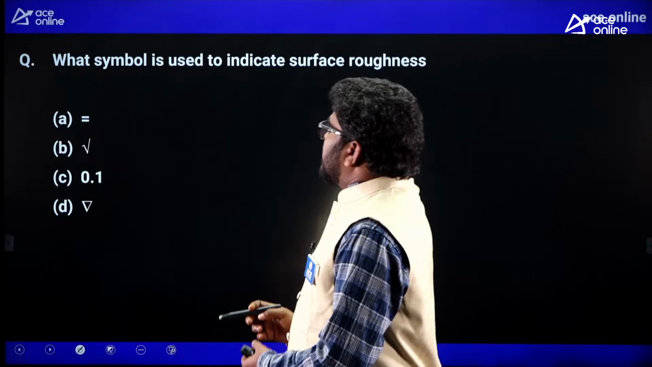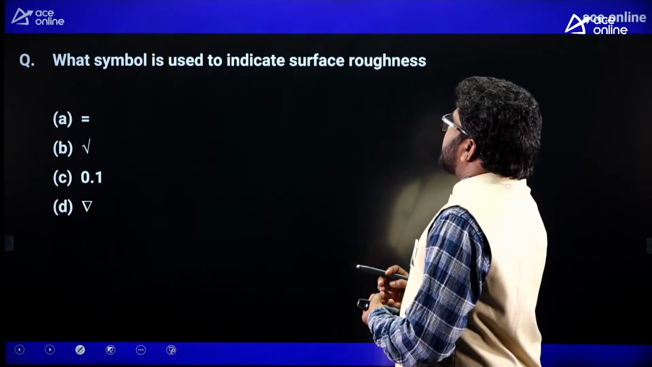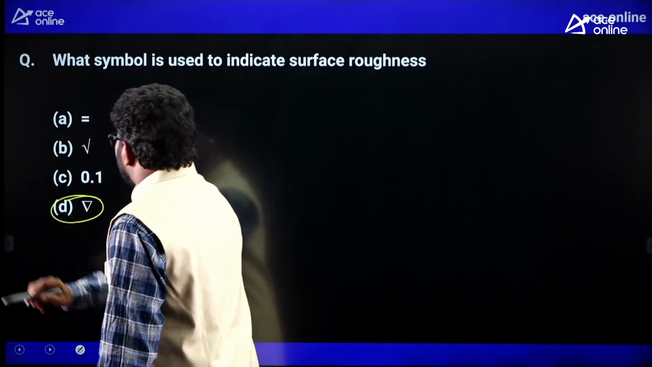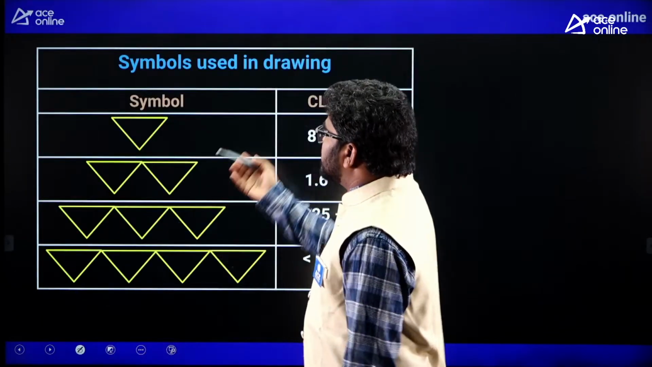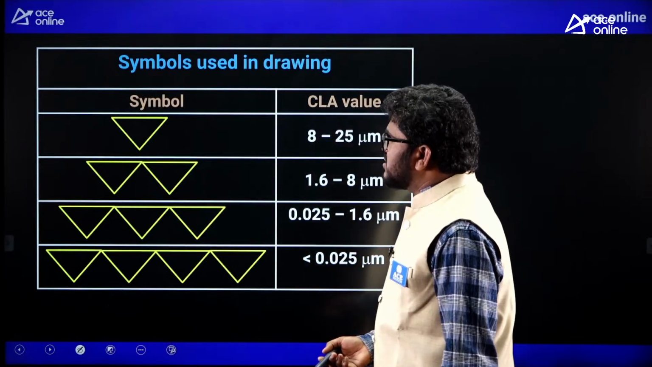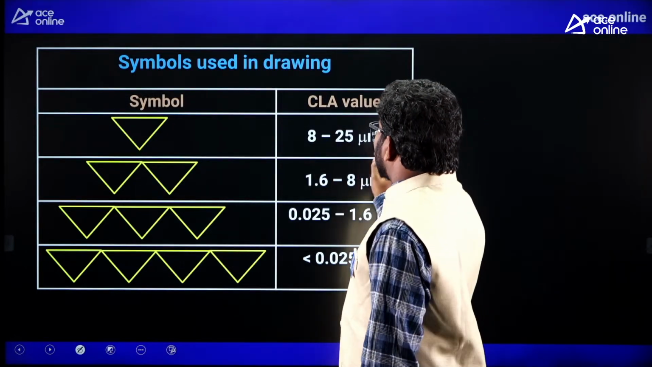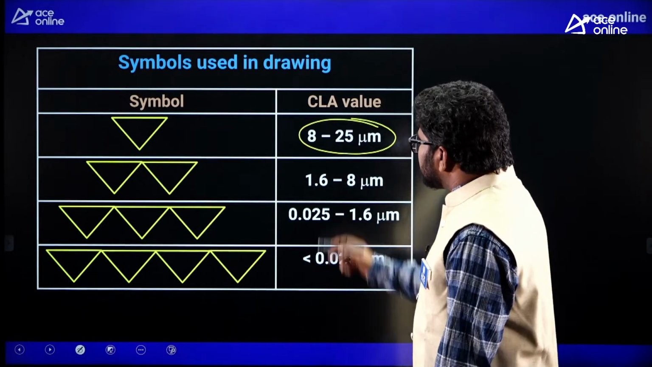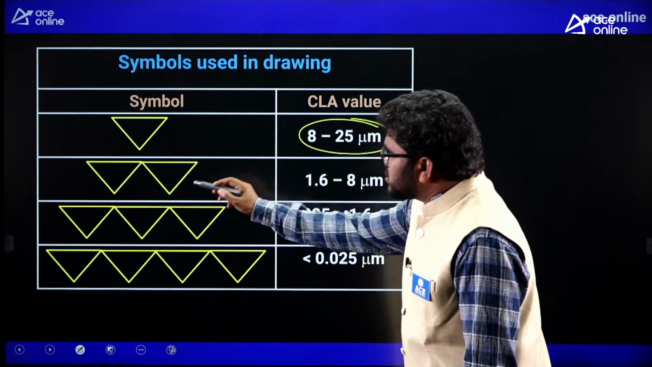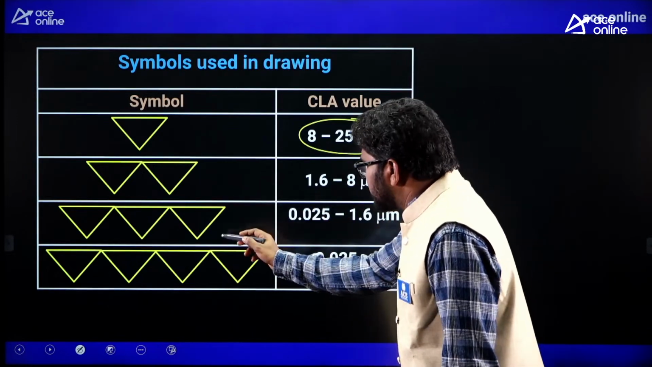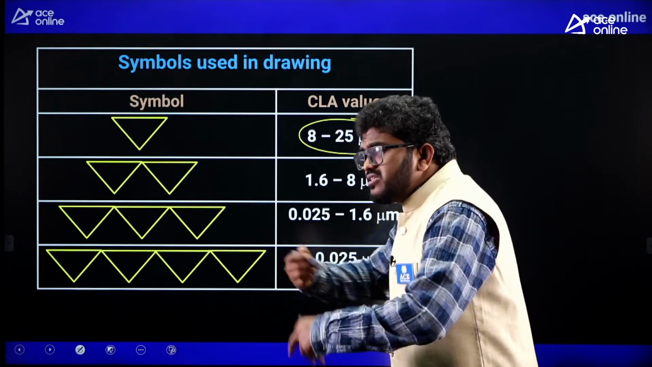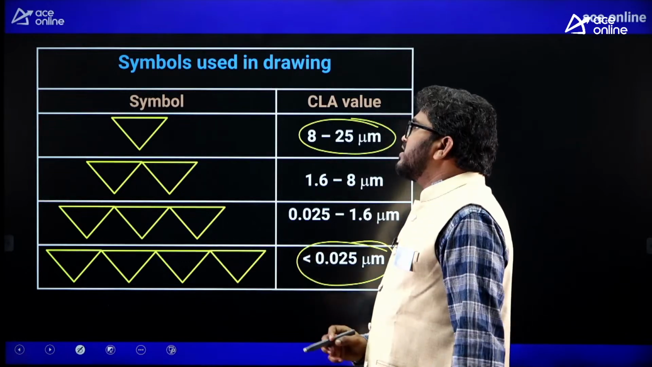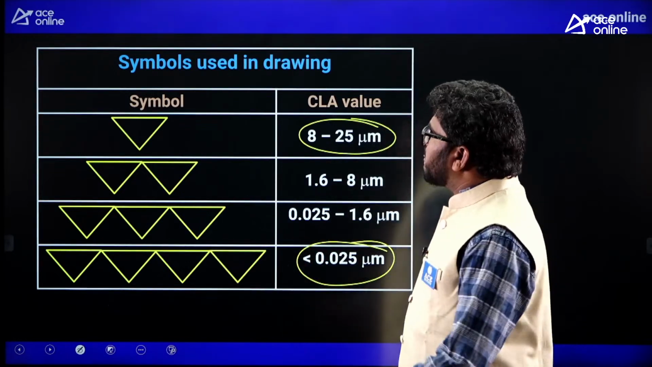Now, what symbol is used to indicate the surface roughness? The surface roughness symbol is this one. Now you can see the symbol used in this case, a single reverse triangle. This is the central line average mean value, 8 to 25 micrometer. So 2 reverse triangles is this value, then 3 triangles, then 4 and 5. If we increase the reverse triangles, the surface roughness is very, very low, and the surface finish is very, very high.